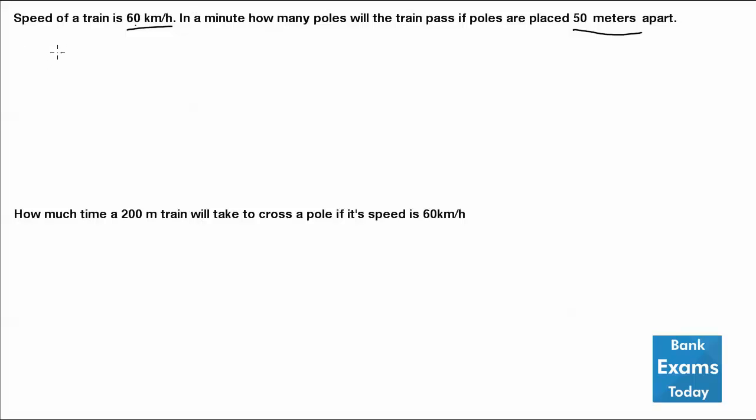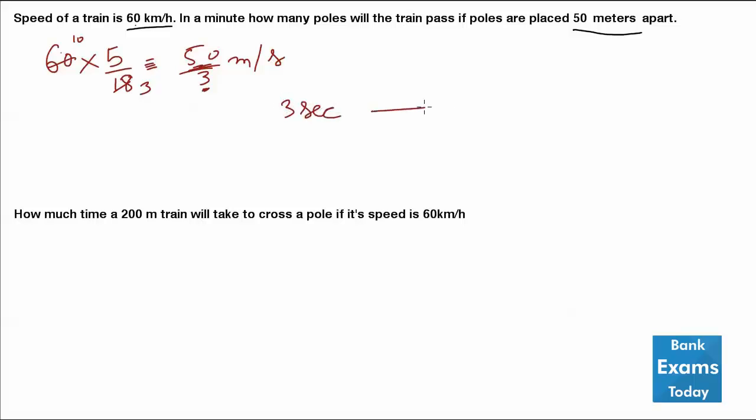So it is 60 multiplied by 5 over 18. If we want to convert speed from kilometer per hour to meter per second, we need to multiply it with 5 over 18. So it becomes 50 over 3 meter per second. So that means in 3 seconds the train covers one pole.